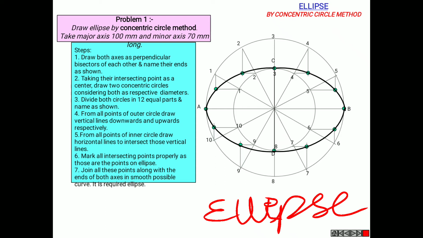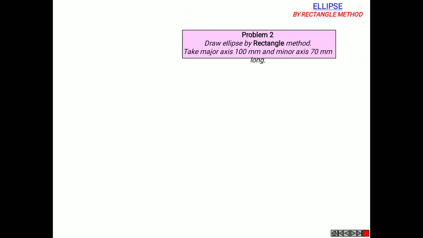Okay, then we will move on to the next slide. See, the next is again the ellipse by using a rectangle method. In the same way, we will see the problem steps and the diagram. See the problem number 2.